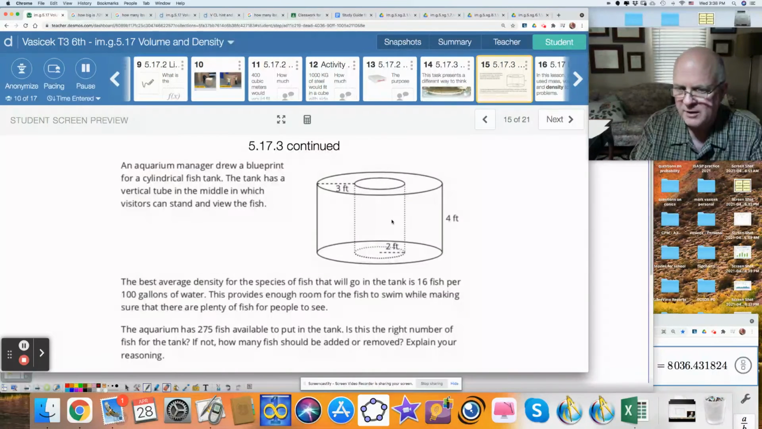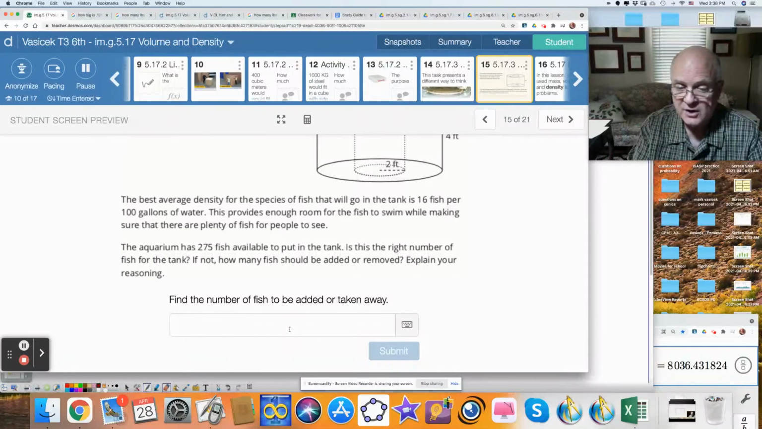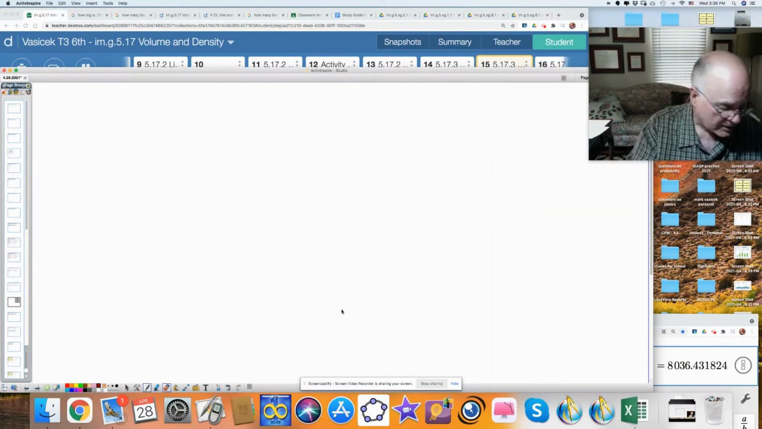You're going to stand up in the middle and be able to look at the fish. That's what the idea is behind this. And they have 275 fish. So the question isn't how many fish you're going to need. It's going to be how many should you add to the 275 or how many should you remove. And when you put your answer in here, it'll tell you if it's correct or not. So let's just work through this problem. It will not take too long, I don't think. I know that we've done quite a bit on this video already.